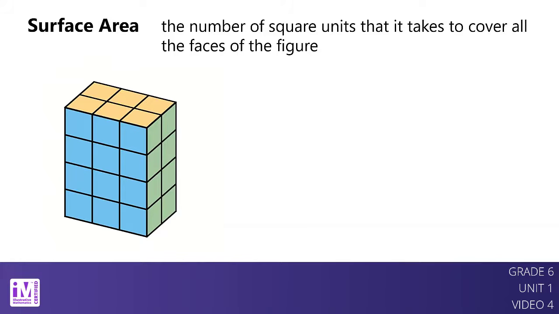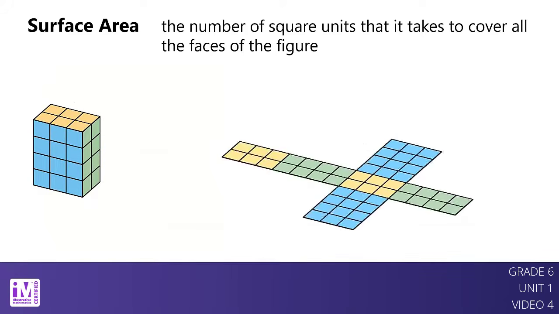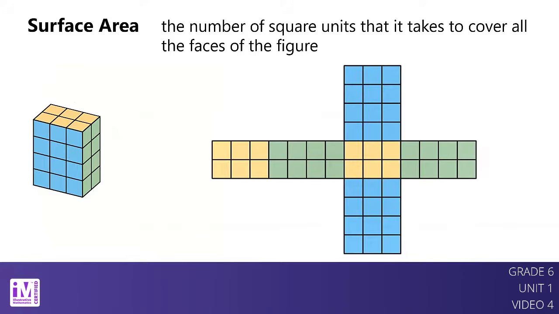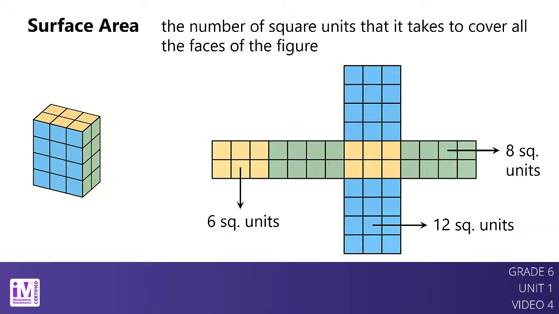Remember that a net shows us all of the faces of a polyhedron at once. A net can help us find the surface area. The net of this prism shows the 3 pairs of rectangles: 3 units by 2 units, 3 units by 4 units, and 4 units by 2 units. The net helps us see that the surface area of this rectangular prism is 52 square units.